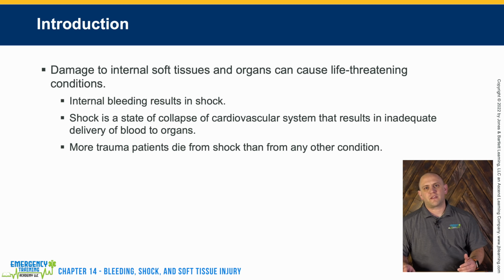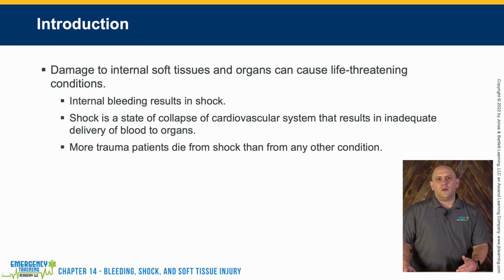Our primary assessment is looking for those life threats, looking at our airway, breathing, circulation, creating a general impression of the patient. Next, we move on to our history taking, getting all of the information leading up to the incident that we can, go into a full body secondary assessment, and then continually reassess.